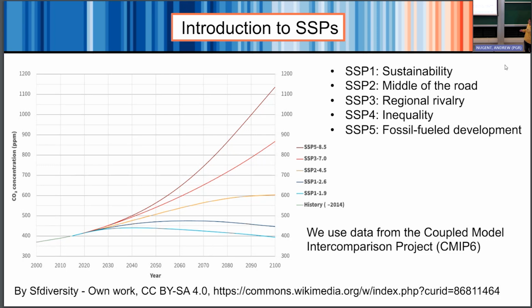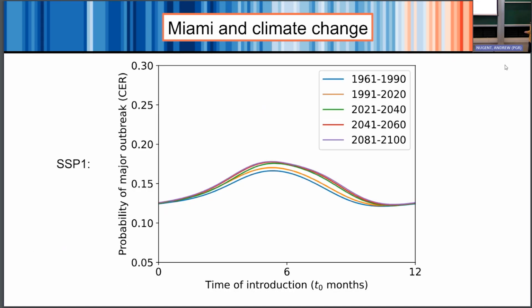And so the data we use is from the Coupled Model Intercomparison Project, or CMIP6, which just takes a load of different climate models and compares them and makes a big document with all the future scenarios that could happen. And so this is for SSP1, just for Miami, averaging over several years. You can see the CER peaks around 6 months, and then it just gradually gets higher and higher as we move through and the climate changes.